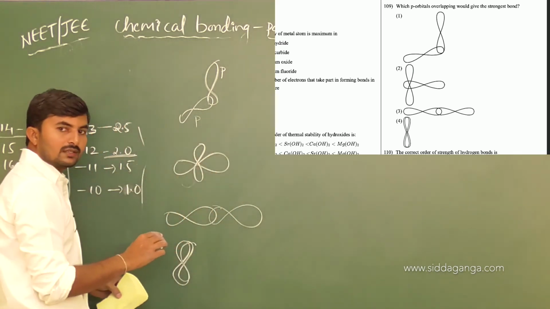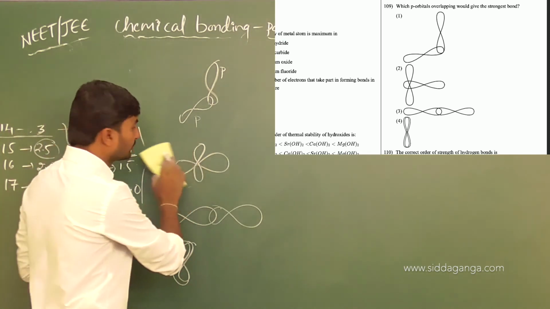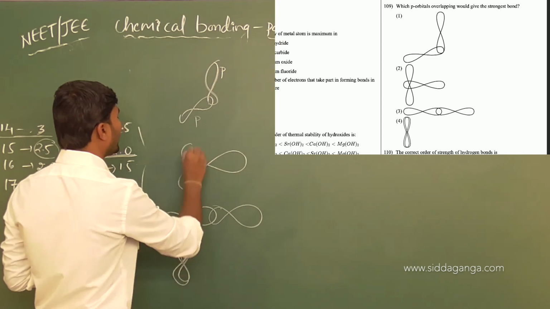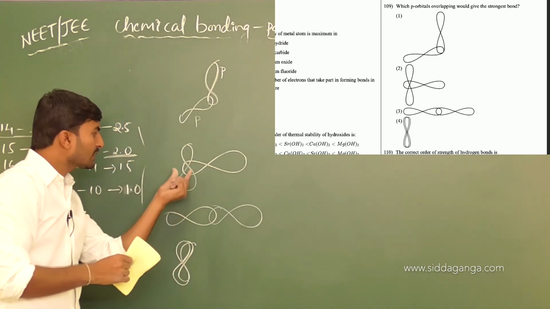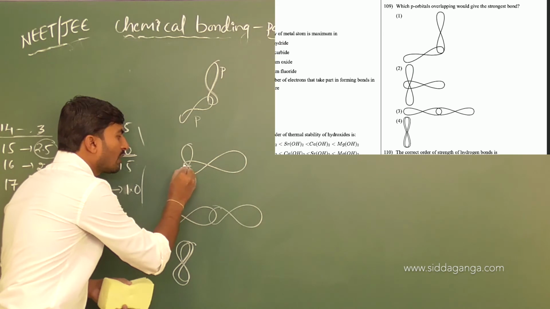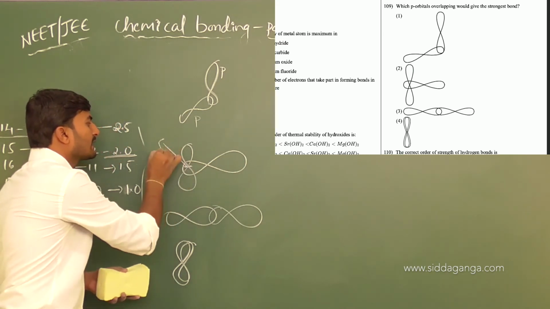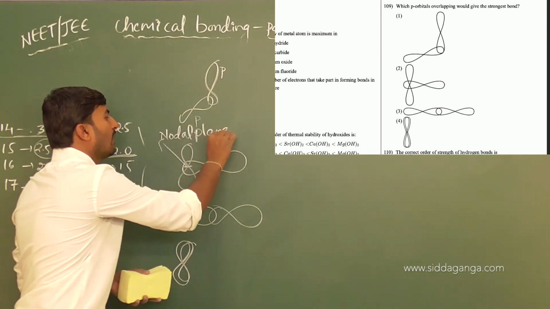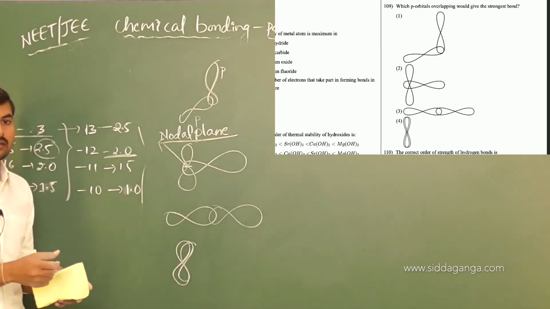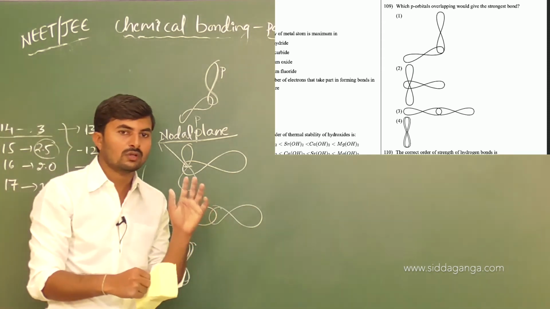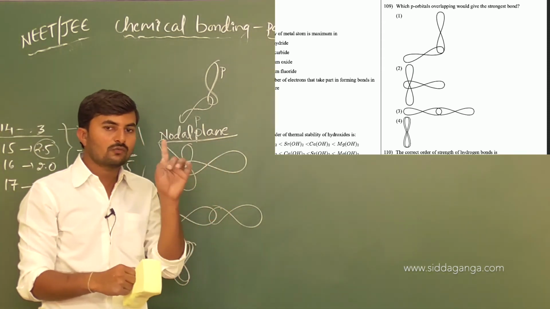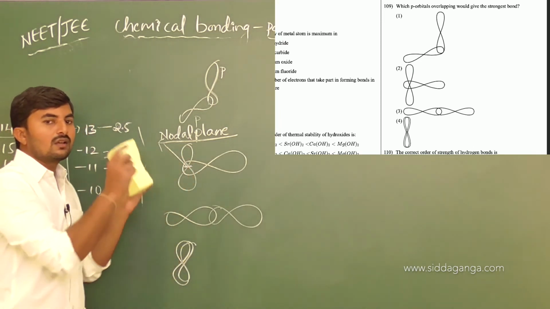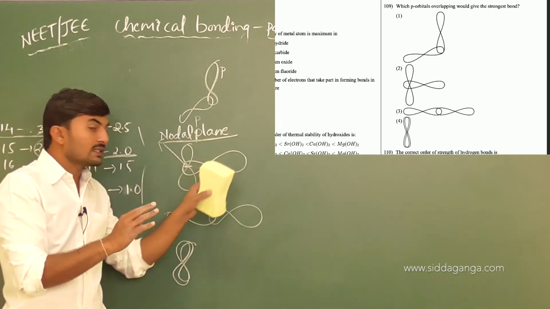This bond is formed like this, but here the orientation of bonds is different. Here the orientation of the bond is different because at this position of the p orbital, that position is called the nodal plane. Nodal plane means there is no electron density at that place. That is the place where we have the least probability to find the electron. That is why this also gives the wrong one, because the orientation of the orbitals is different here.